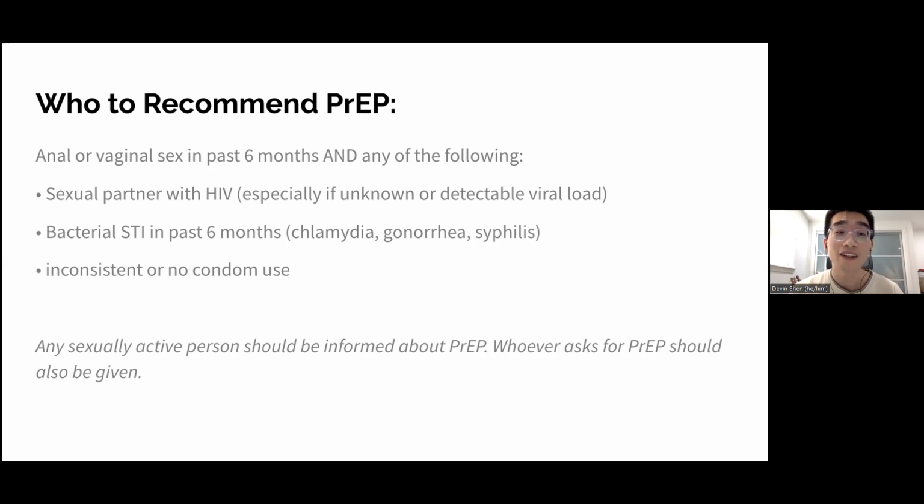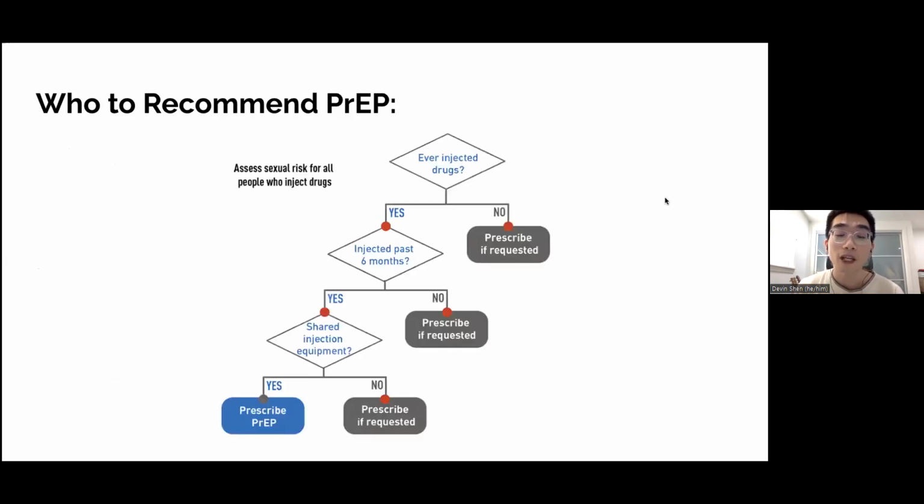This is a very low threshold criteria to discuss PrEP with patients, and it demonstrates CDC's confidence in the benefit risk ratio for PrEP in prevention of HIV. So the bottom line is that any sexually active person should be informed about PrEP, and whoever asks for PrEP should also be given a prescription for it. And for patients who use injection drug use, if they had injected in the past 6 months and shared injection equipment, then they should also be prescribed PrEP as well. If they also request PrEP, they should be given a prescription.